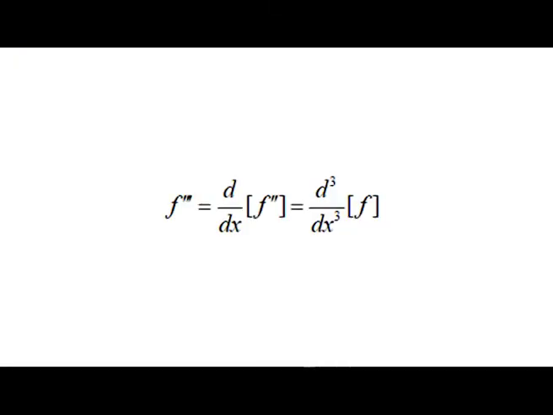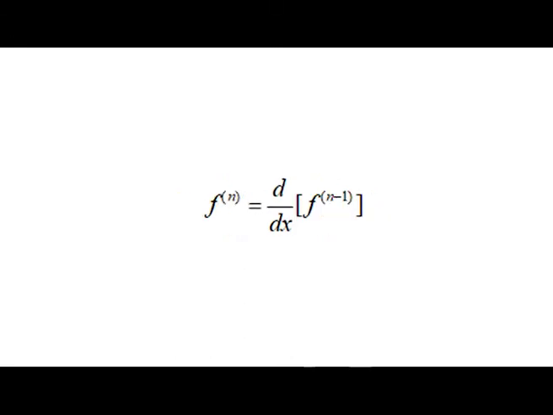If f″ is differentiable, its derivative f‴ = d/dx of f″ = d³/dx³ of f is the third derivative or third order derivative of f with respect to x. The names continue as you imagine, with f^(n) = d/dx of f^(n-1), denoting the nth order derivative of f with respect to x for any positive integer n.